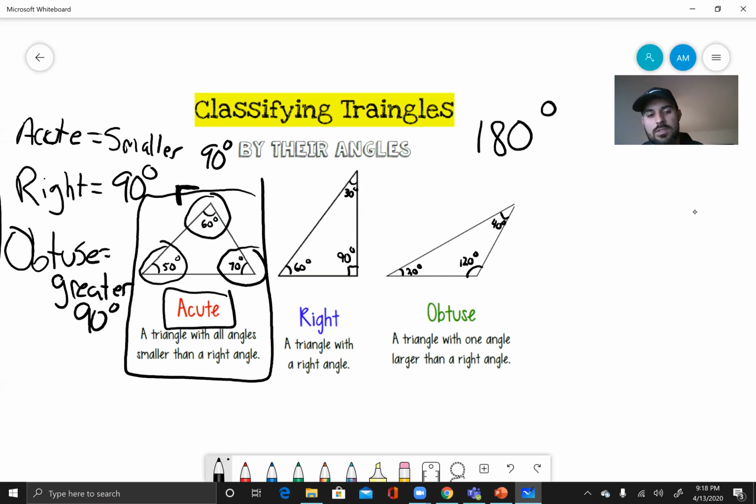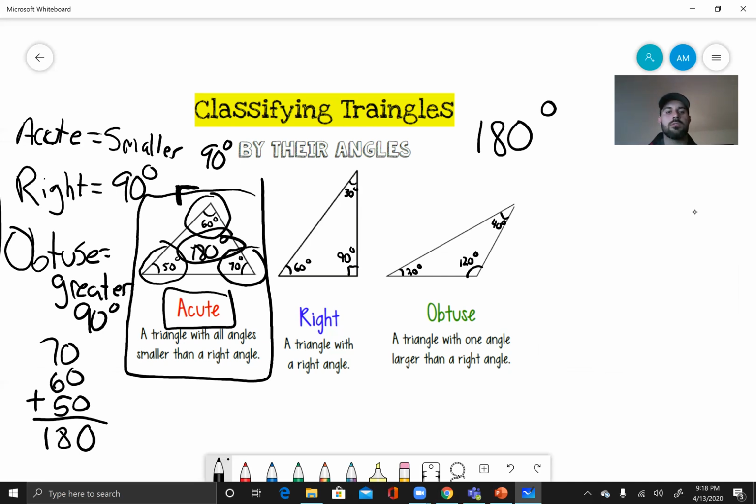Now let's go back to our 180 degrees. If I add 70 degrees plus 60 degrees plus 50 degrees, 7 plus 6 is 13, plus 5 is 18, which will give me a total of 180 degrees. Never fails. All right. So now let's move on to our next one, which is our right triangle.